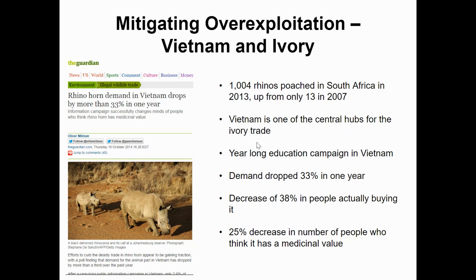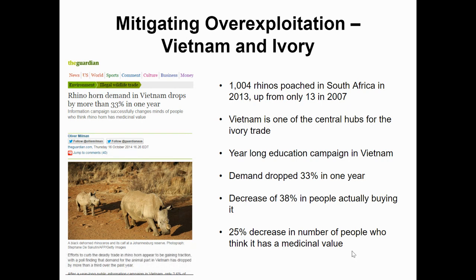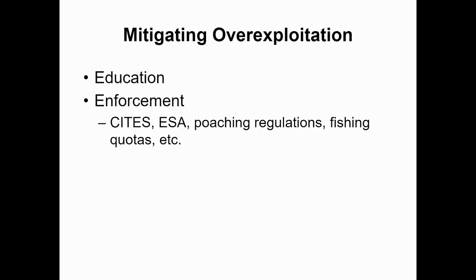Vietnam was the main country that was purchasing the horns from these rhinos. So what they did was they put a year-long education campaign in Vietnam, and they found that the demand for the product dropped a third in 1 year, and it decreased 38% of people actually buying it. And 25% of people no longer believed that it had a medicinal value. So obviously, education is a great place to start if you can rid people of the desire to purchase a product; that helps reduce the buyers and therefore the exploitation.